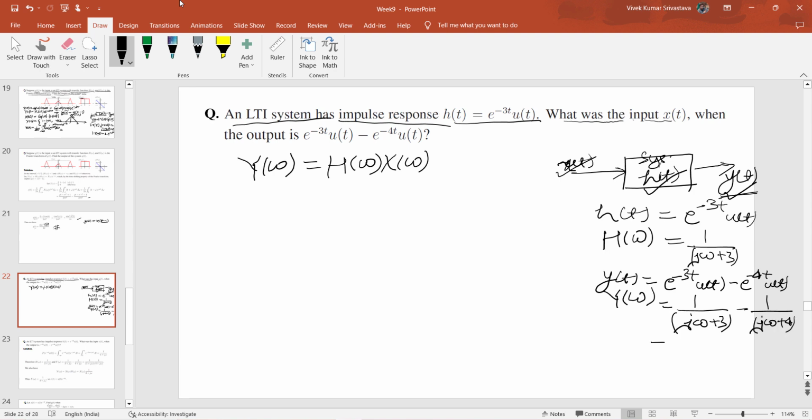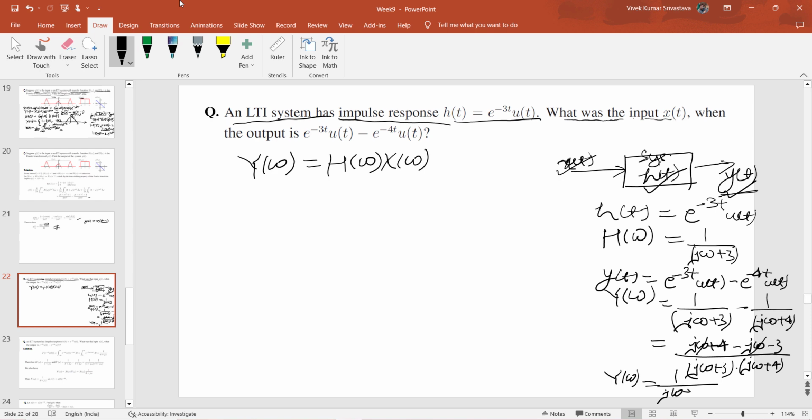Now we can further solve this y of omega. Over the common denominator j omega plus 3 into j omega plus 4, the numerator will be j omega plus 4 minus j omega minus 3. So this will cancel, and the final value of y of omega will be 1 over j omega plus 3 into j omega plus 4.